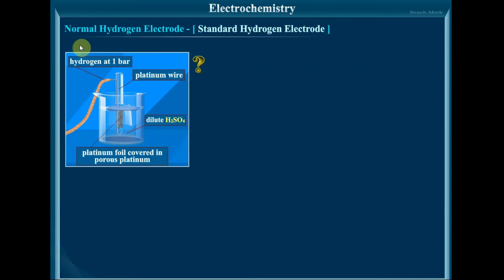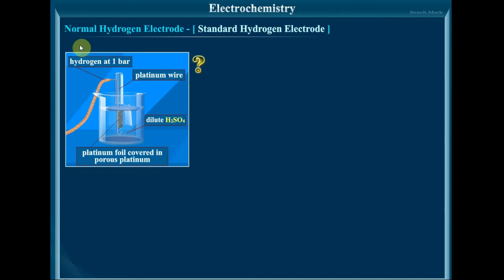Before going into the calculation, let us find out the working of a standard hydrogen electrode. As you can see here, the standard hydrogen electrode consists of a platinum wire, sealed in a glass tube and carrying a platinum foil at one end. You can see the brown part, a foil at one end. The platinum foil is coated with finely divided platinum.